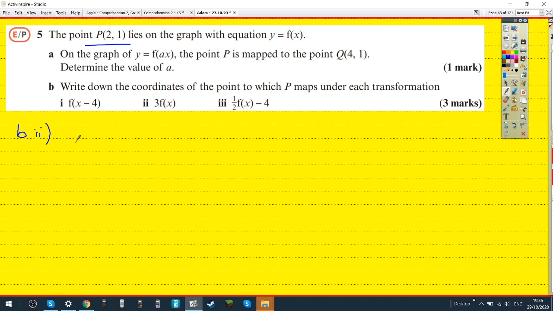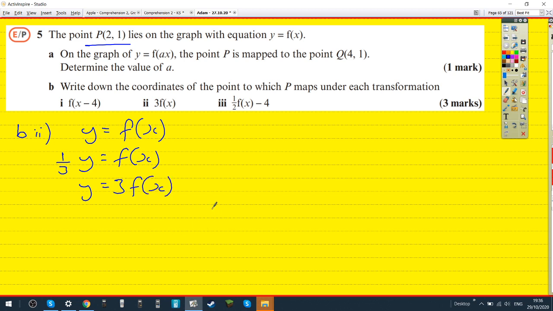But it's the opposite, isn't it? If we wrote this out fully, it would be y equals f of x. We could write it as a third y equals f of x. They wrote it as y equals 3f of x. Oh, so it's the opposite then. So it's the opposite when it's next to the letter, the y. So it's multiplied by 3. Correct. So it'd be 2, 3. So just watch out for that.